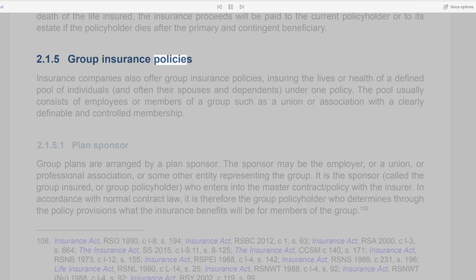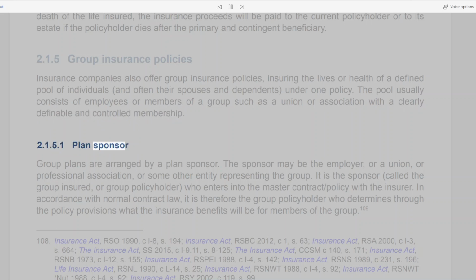2.1.5 Group insurance policies. Insurance companies also offer group insurance policies, insuring the lives or health of a defined pool of individuals, and often their spouses and dependents, under one policy. The pool usually consists of employees or members of a group such as a union or association with a clearly definable and controlled membership.